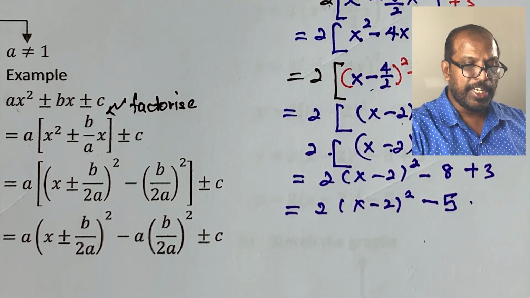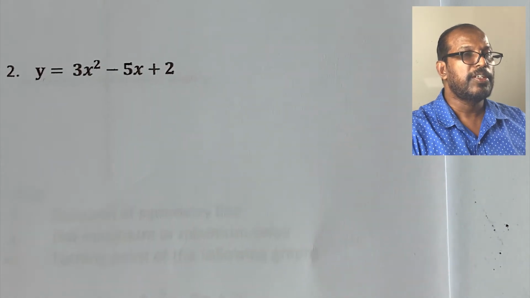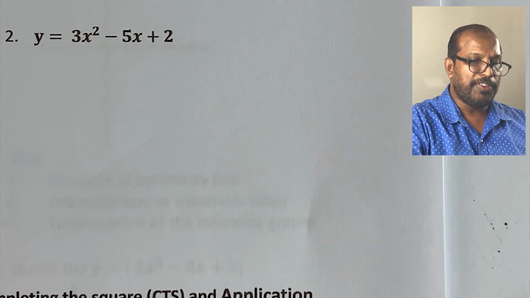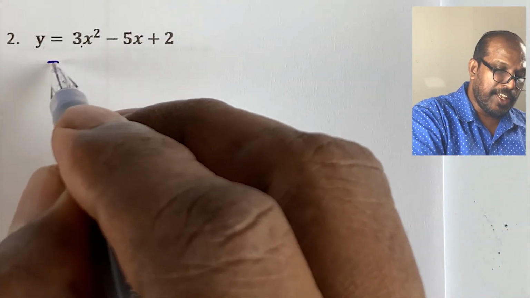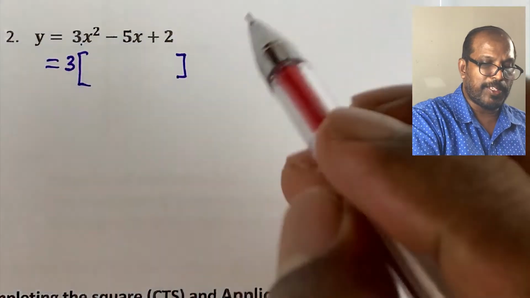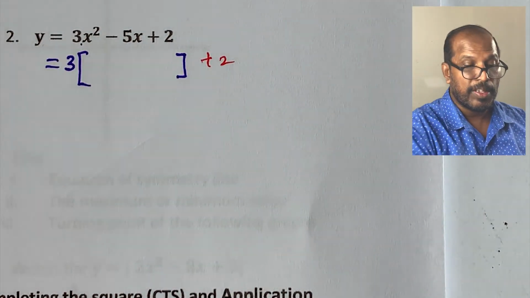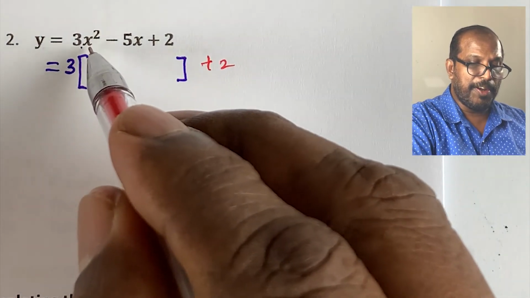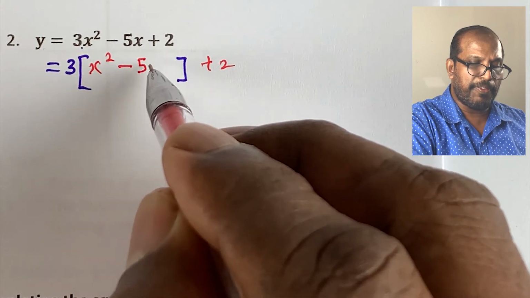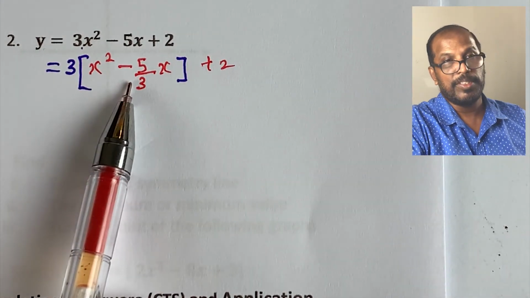Okay, let's look into example 2. The problem here is you have a 3. So I'm going to factorize the 3. I'm going to take out the 3, open bracket, close bracket, then the last value is plus 2, so I put plus 2 there. If it is minus 2, then I put minus 2. Now what we remain, we take out the 3, means here you got x squared minus 5 over 3 x. The value which I take out here is divided by 3. That means I got 5 over 3.